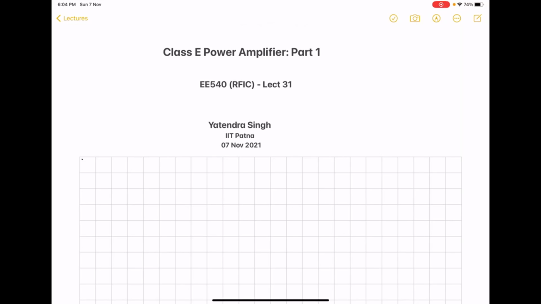We will now discuss Class C power amplifier, and this will be divided in 2 lectures. So today is the first lecture in which we will see the circuit, and we will try to derive the expression for the voltage and currents involved with this circuit. And in the part 2 of lecture on this power amplifier, we will try to find out the drain efficiency and output power capability of this power amplifier.